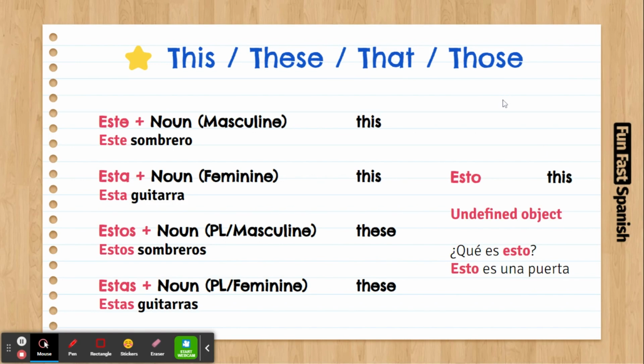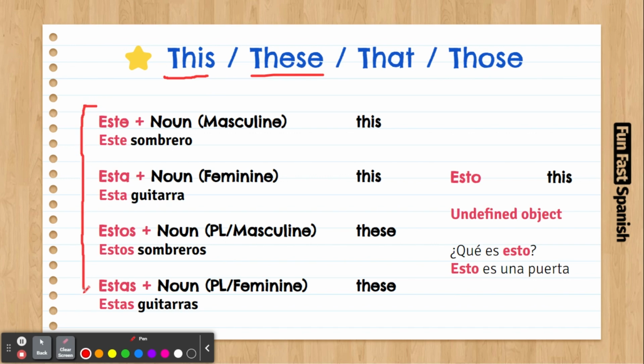Today's video is going to be about this, these, that, and those. So let's start with this and these. These ones are este, esta, estos, estas. Este and esta are singular, so the "this", and estos, estas are plural, "these".